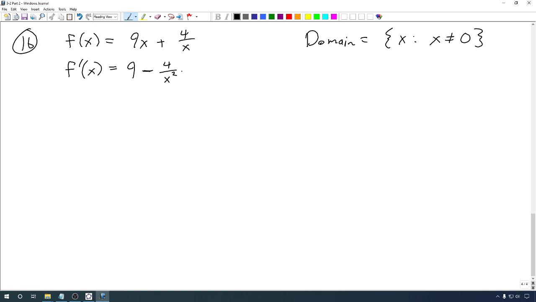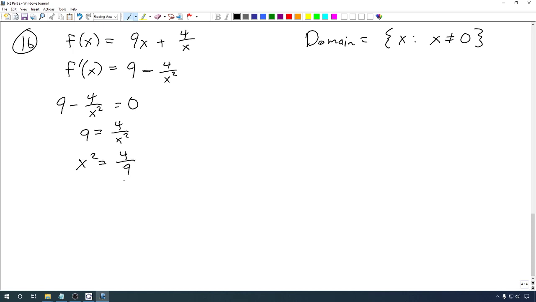Now we're going to take this derivative. We're going to set it equal to 0. In other words, if we bring the 4 over x squared over to the other side, we have 9 equals 4 over x squared. I'm going to multiply each side by x squared, but I'm also going to divide by 9. In other words, I'm going to switch the positions of the 9 and the x squared. We have x squared is equal to 4 over 9.